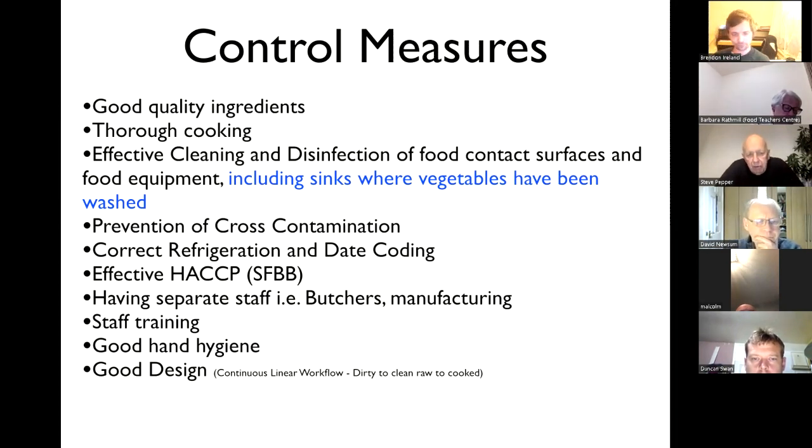You've got then the prevention of cross-contamination, i.e. things like colour coding, different work surfaces, etc. Correct refrigeration and date coding. Effective HACCP, or Safe Food Better Business, and having separate staff, i.e. butchers, manufacturing. Staff need to be trained. They've got to have good hand hygiene, and then you've got to have good design.